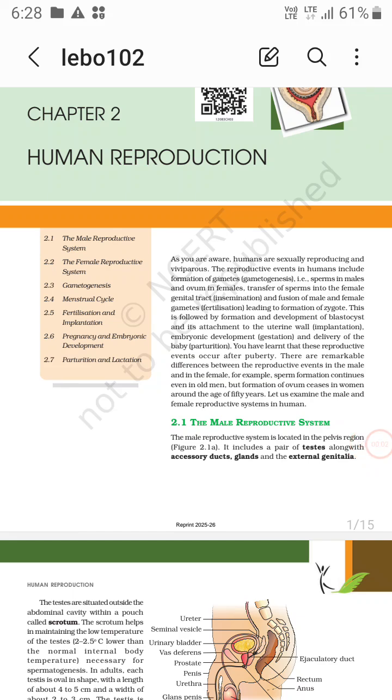So the human reproduction, that is chapter 2, number 2. Ignore the voice, okay, surrounding voice. The male reproductive system, because you are going to be a doctor, right?